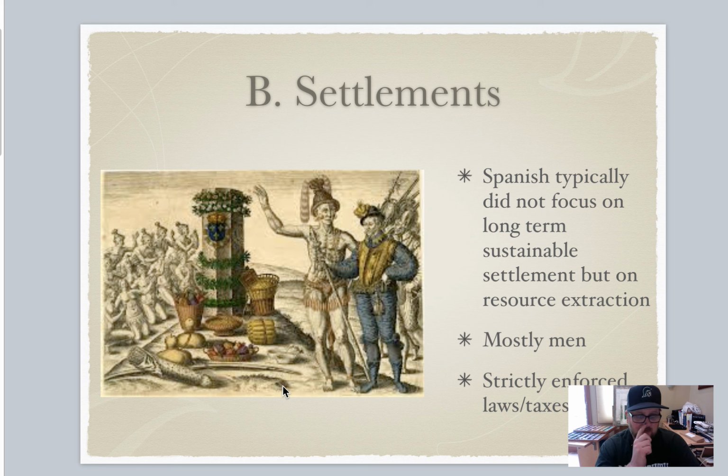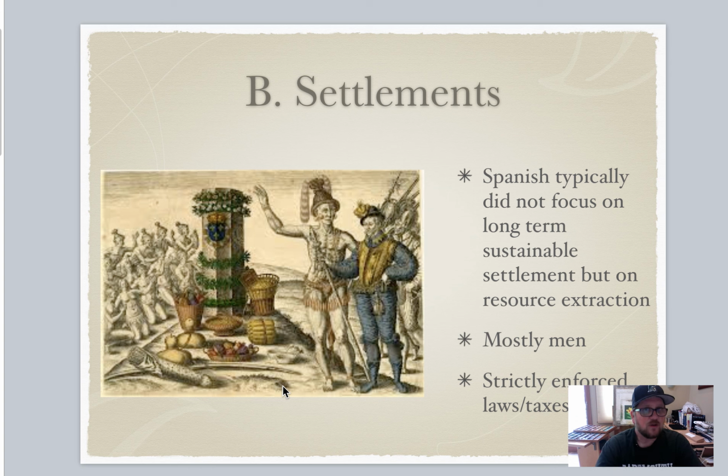Okay, settlements. This is an important thing to know about the overall sort of goals and ideology of the Spanish. Spanish typically did not focus on long-term sustainable settlement, but resource extraction, meaning they weren't wanting to have a new Spain with huge population clusters in that area. They were wanting a new Spain to basically get resources, especially gold and silver and metals, to get back to the home country. So they're going to set this area up very differently than, for example, the English, who are wanting this more developed culture and settlement area.